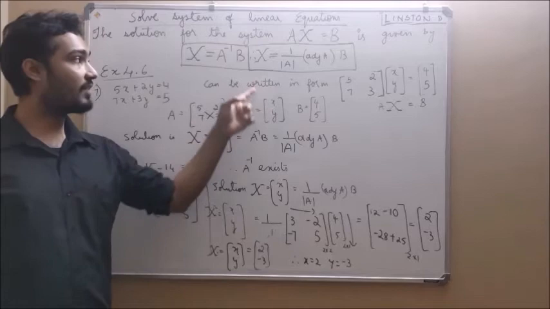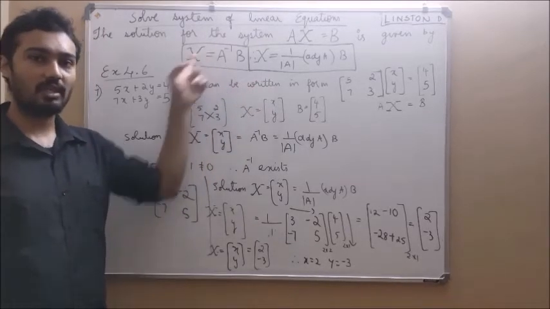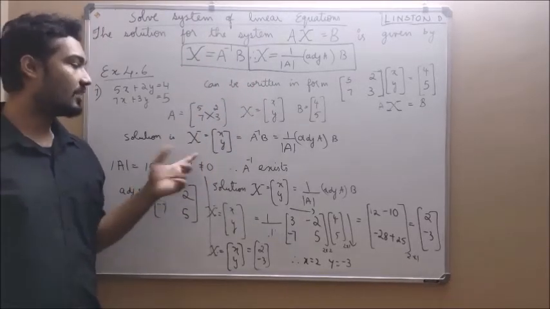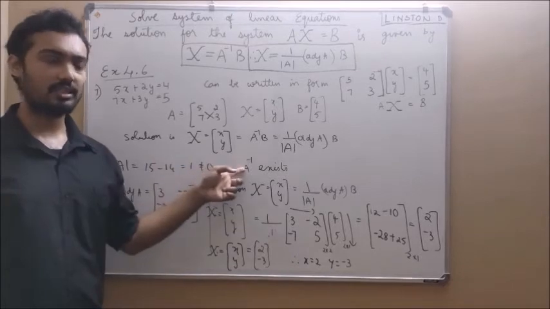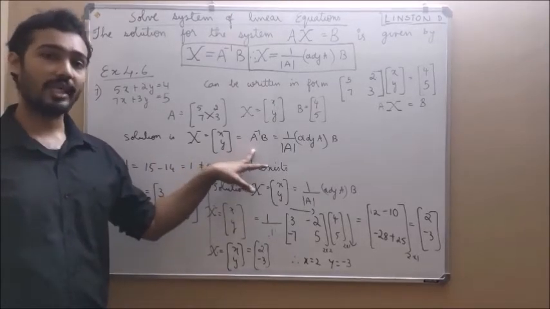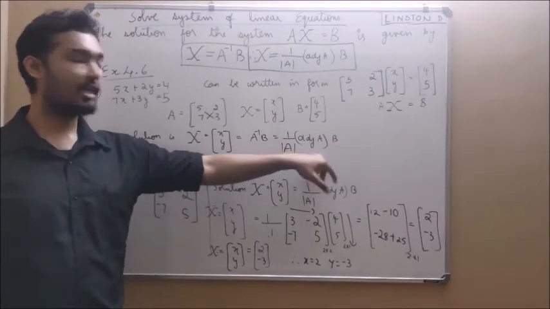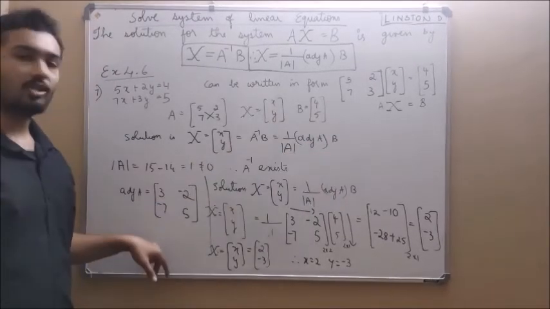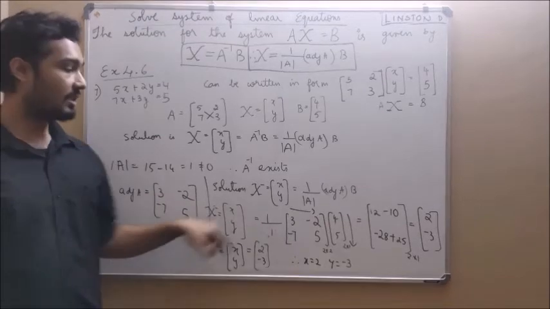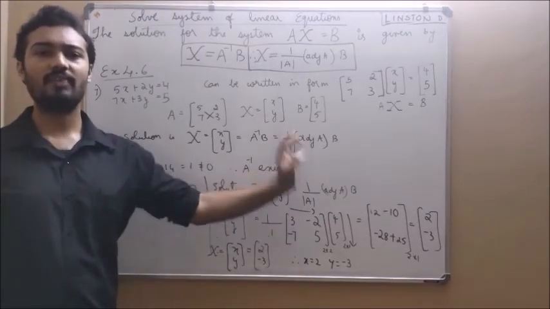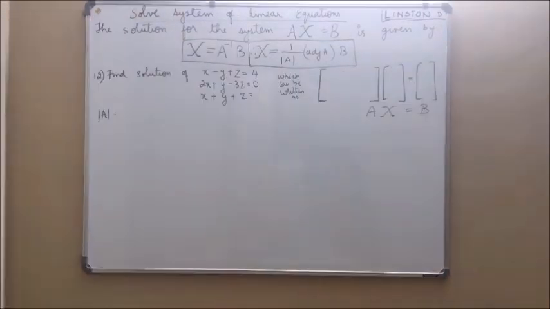First you have to write this formula. Then take the determinant. If the determinant is not equal to 0, A inverse exists. The solution is given as A inverse B, which is 1 by determinant of A times adjoint A. Next, find the adjoint A. You know how to find adjoint A for this 2 cross 2 matrix. Then substitute and multiply by B. The final answer is the solution.